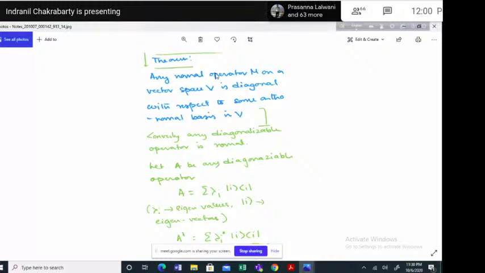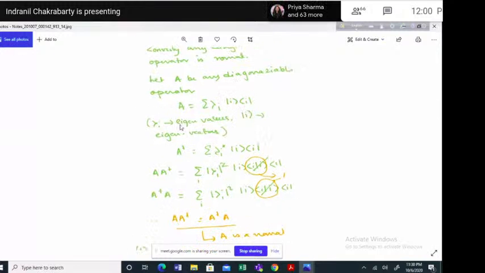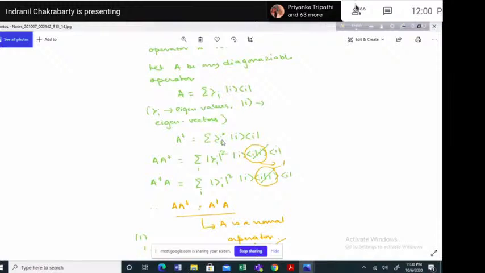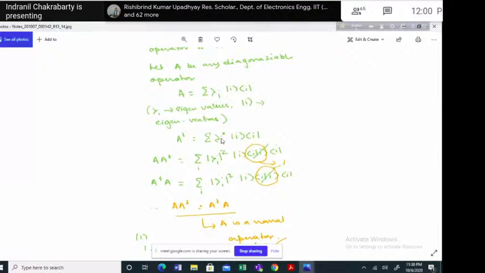So let us do the converse first. Let A be any diagonalizable operator, diagonal in its eigenbasis. So A is equal to the sum of lambda_i |i><i|, where lambda_i are the eigenvalues and |i> are the eigenvectors. So A dagger will be the sum of lambda_i star |i><i|. Why lambda_i star? We have not said that this is Hermitian or anything. It is just a diagonalizable operator, so in general the eigenvalues can be complex numbers.